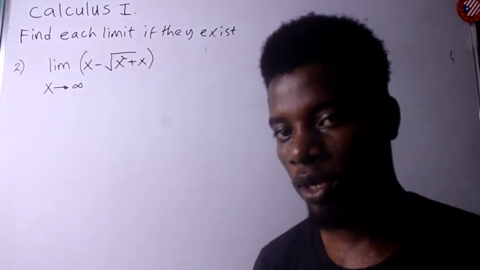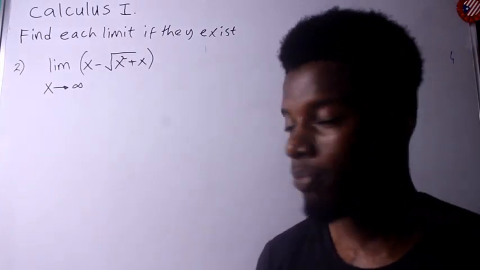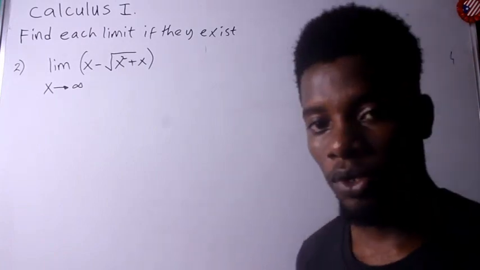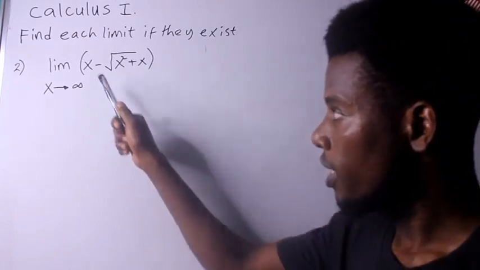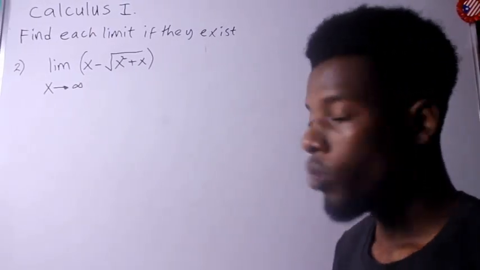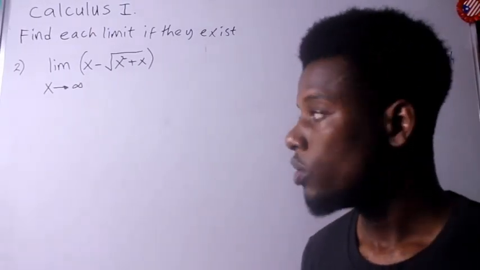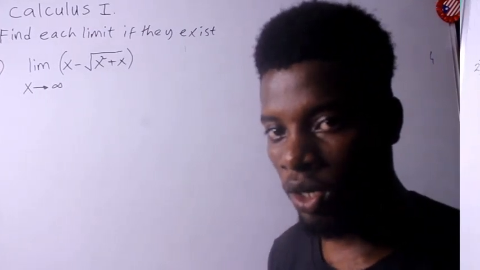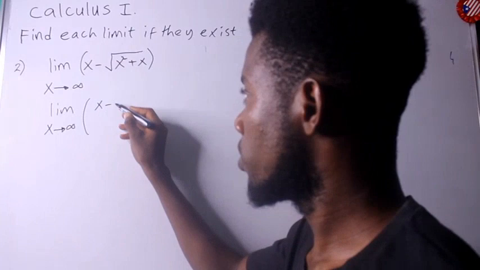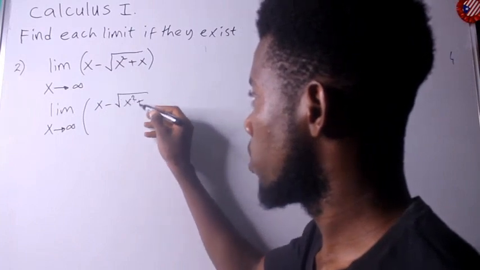This is a limit problem, and a limit at infinity specifically. So we have: evaluate the limit as x approaches infinity of x minus the square root of x squared plus x. To evaluate this limit, the first thing we are going to do is to rationalize the numerator. So let's just write x minus the square root of x squared plus x.